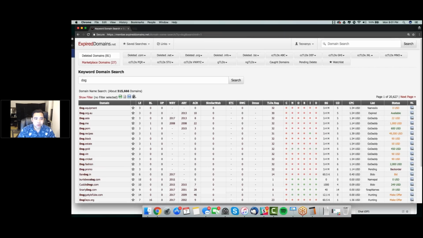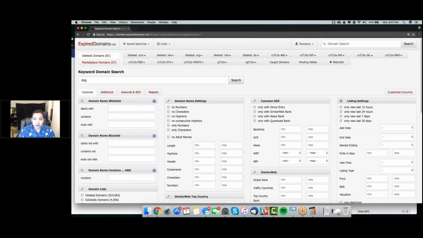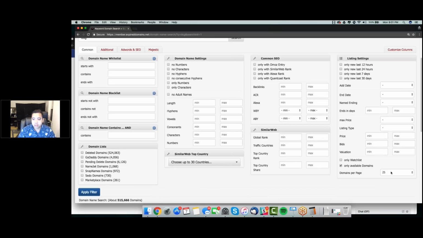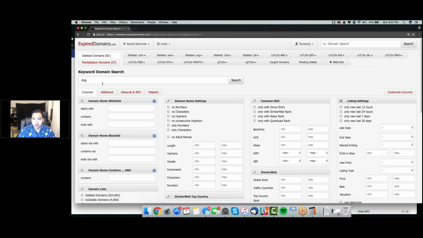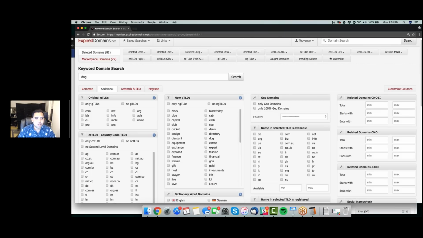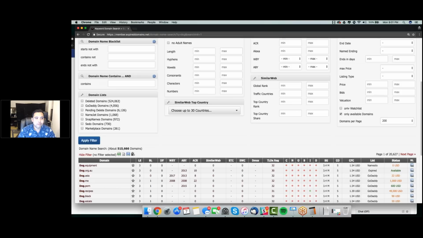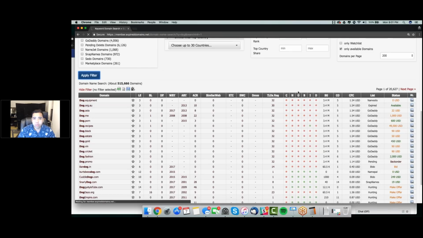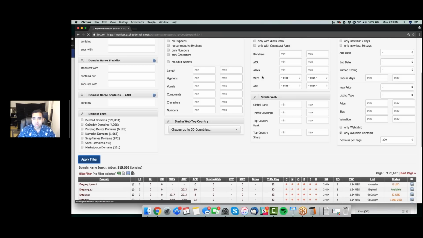So what we're going to do is go into filter, and I'm going to say, okay, only available domains, only the domains that I can register on like Name.com, GoDaddy, whatever. I'm going to set domains per page to 200, and then only .coms. Now I'm going to apply that filter, and it's going to show me only those domains that are available and .coms, and there's over 200 per page.